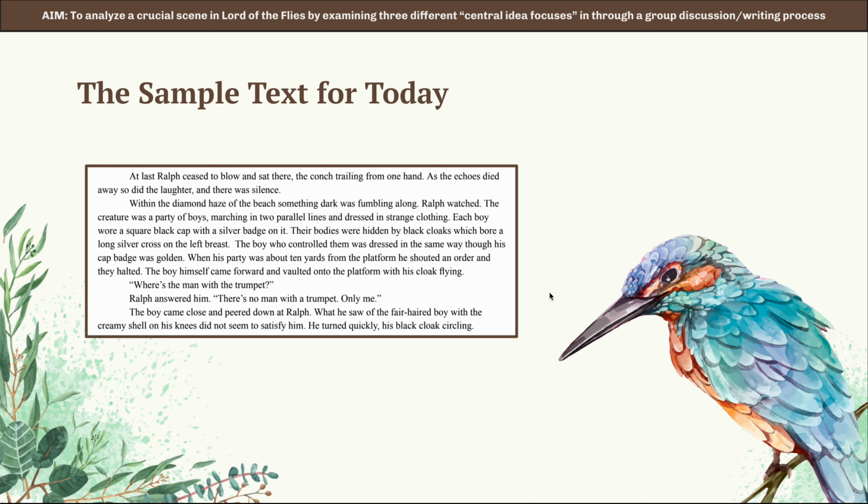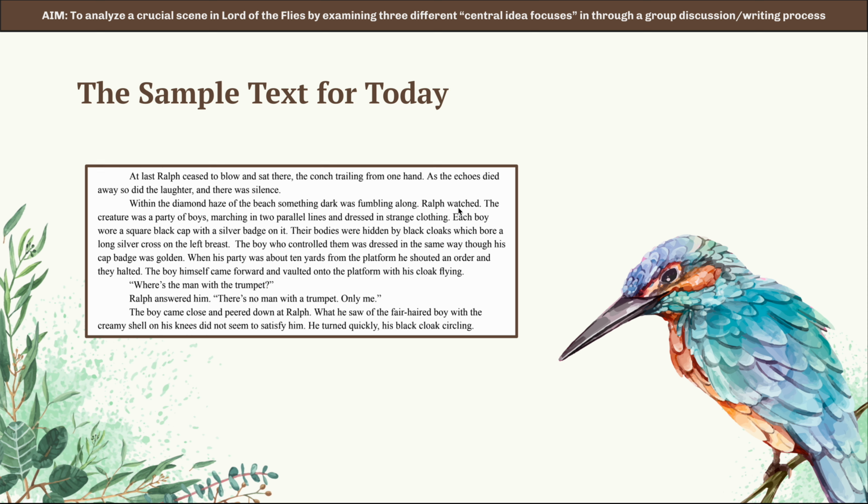As the boys are coming to him, there's this moment right at the beginning, which we've talked about in my class, where Ralph blows the horn and this group shows up. It used to be like in the previous moment, one or two kids would come at a time, but in this moment, this whole group is showing up. It says, "Within the diamond haze of the beach, something dark was fumbling along."